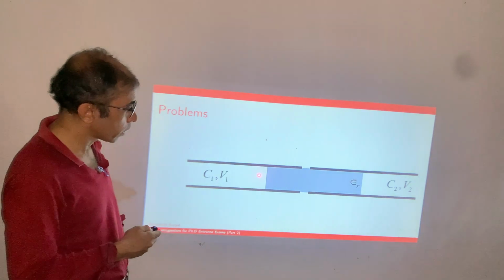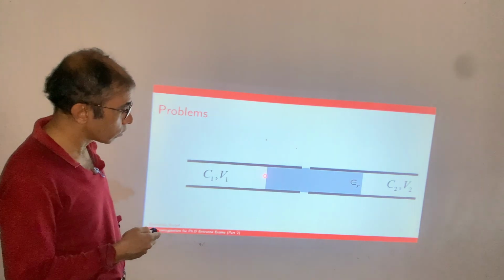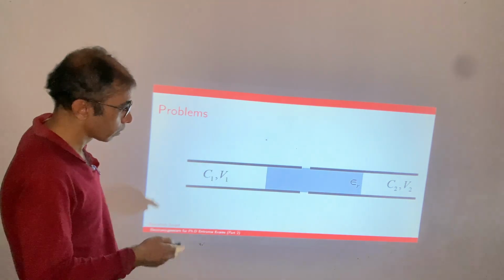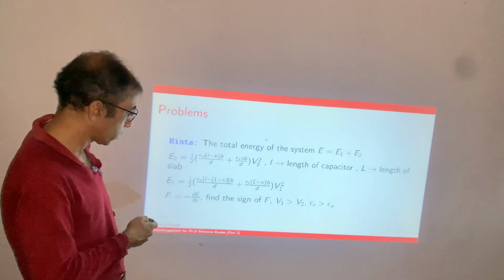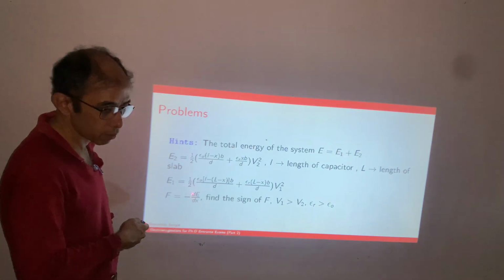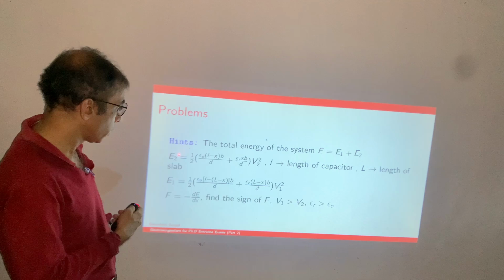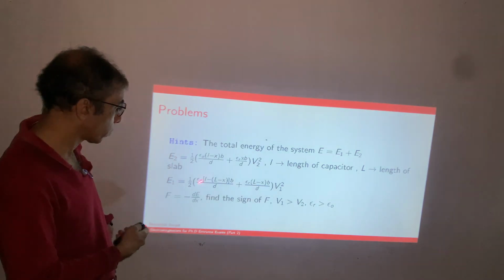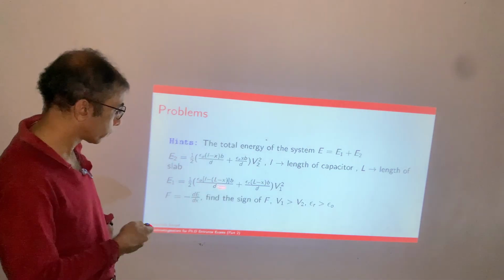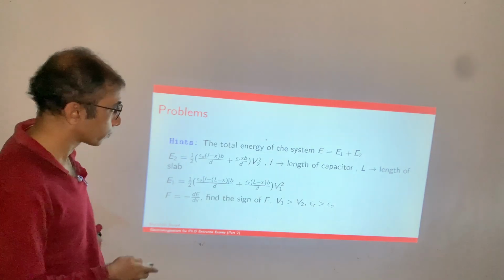And if F is negative, then it is going to move in this direction. That you have to find out. So dE/dx is easy to find out. You have to complete it. So E is E1 plus E2. So complete this and check the answer.